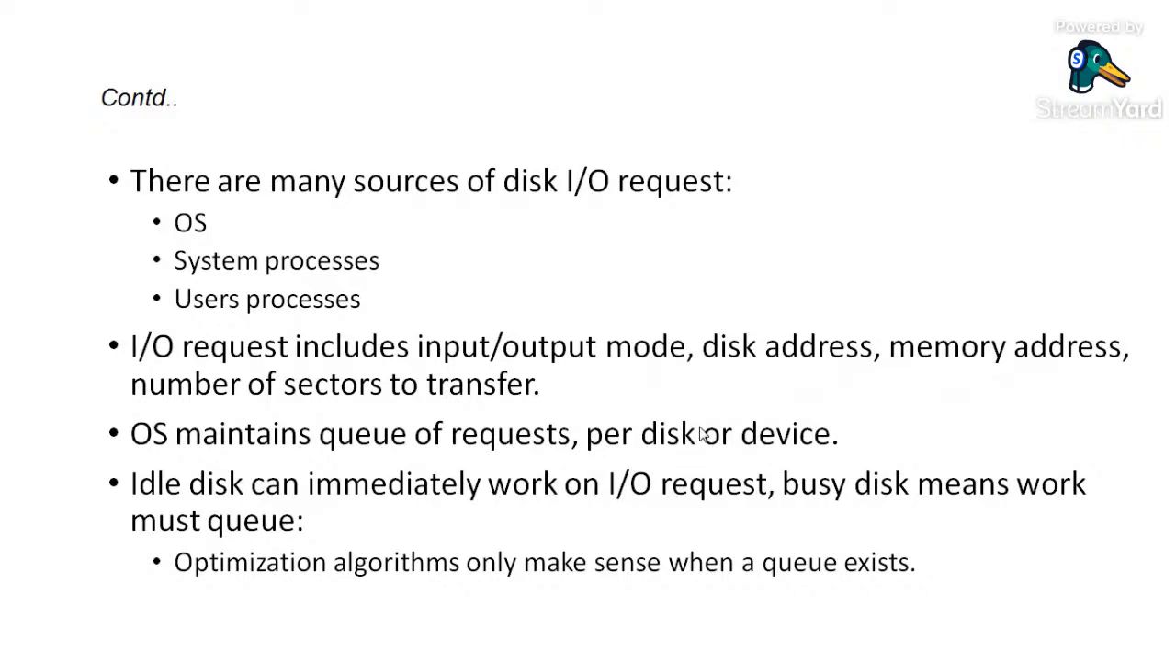What are the different sources for serving the disk's input output request? First one is surely the operating system. That means ultimately the operating system has different resources, different programs, then system processes, and finally the user processes. These three are the sources for fulfilling the IO request.